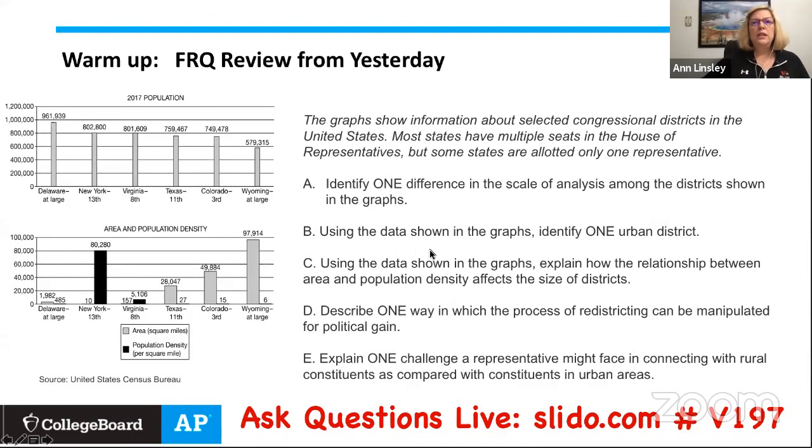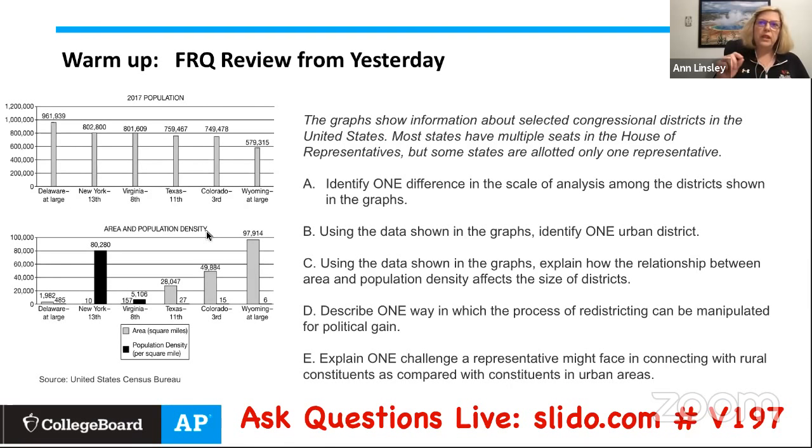All right, using the data shown in the graphs, identify one urban district. Well, there's no cities listed, right? I'm freaking out. There's not a city that I recognize, right? Calm down. Look at this. This says area and population density. Now, you know from the urban section, and also from the population section, that cities have a higher degree of population density, a demographic factor.